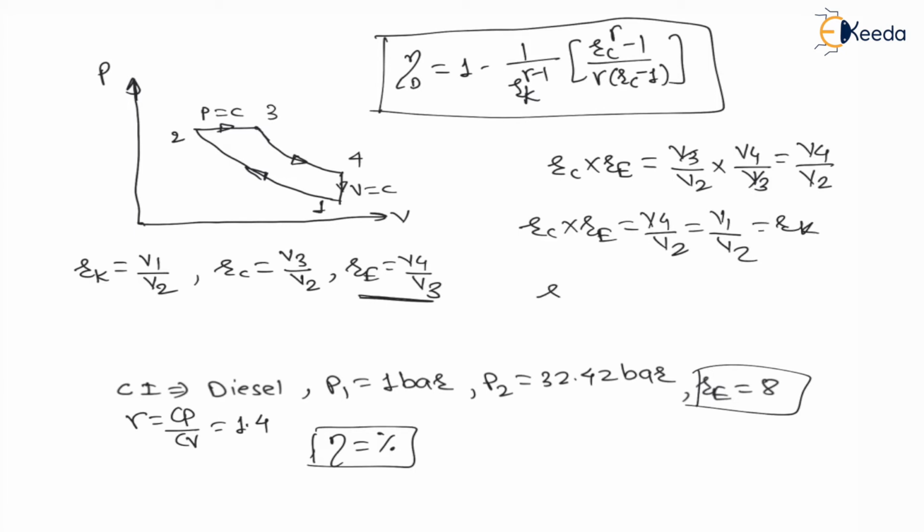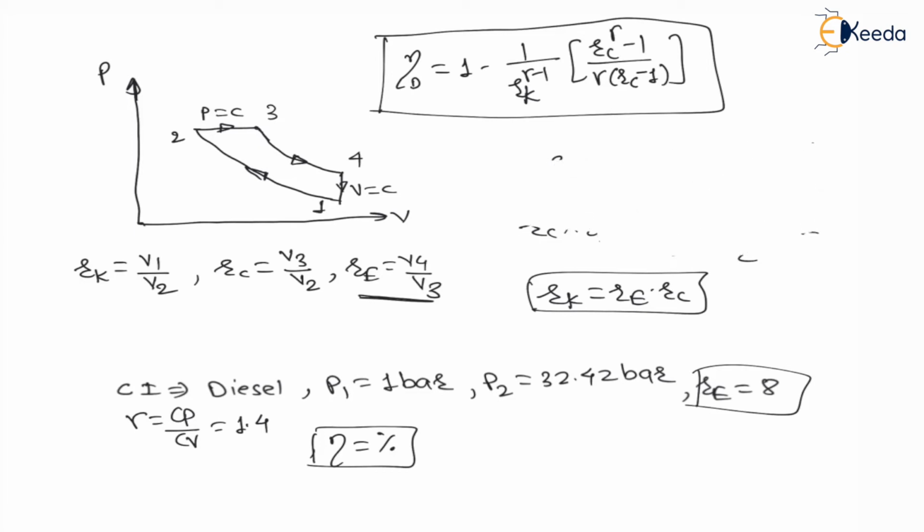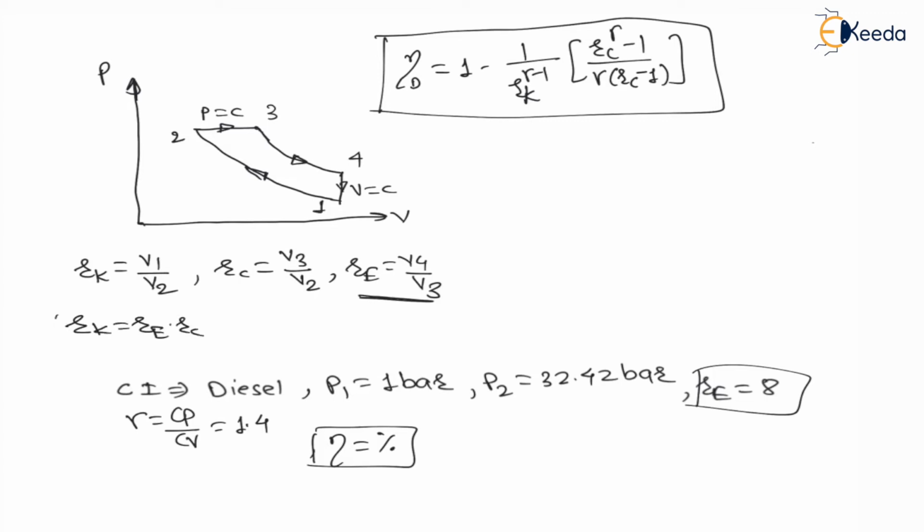Therefore from this we get one idea that compression ratio is equal to expansion ratio into cutoff ratio, right? This is a very important parameter. Now let us put this aside and later we will use this result and this formula for the efficiency, right? We have one formula that compression ratio is equal to expansion ratio into cutoff ratio.